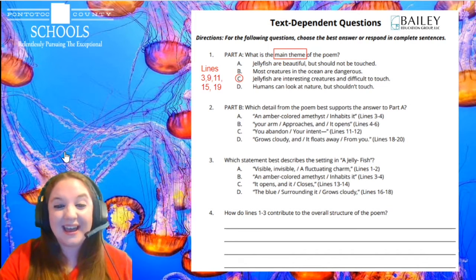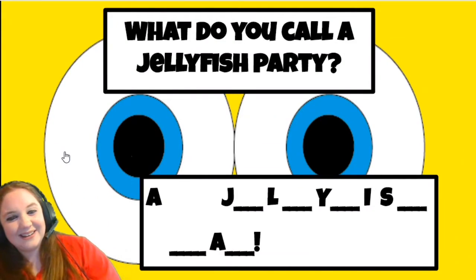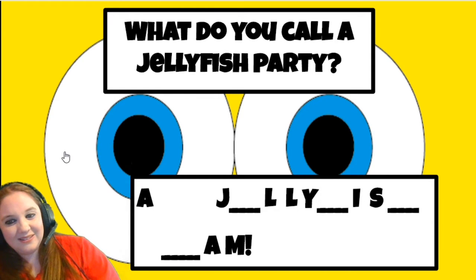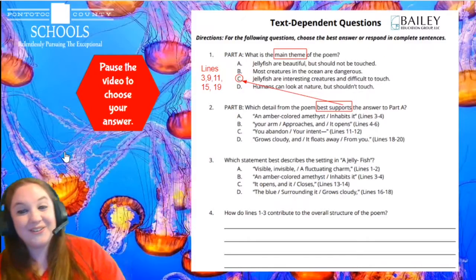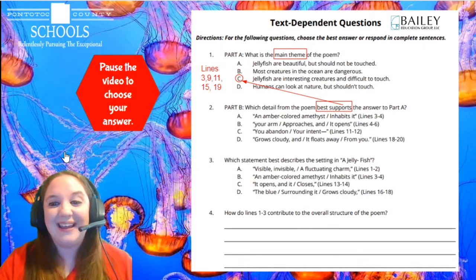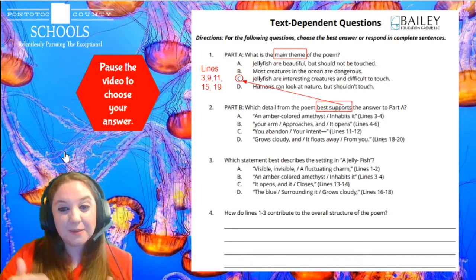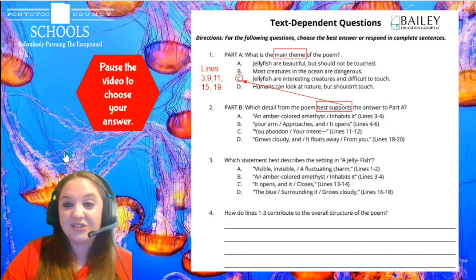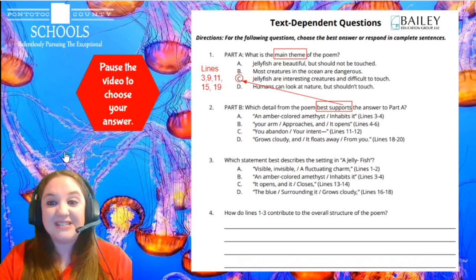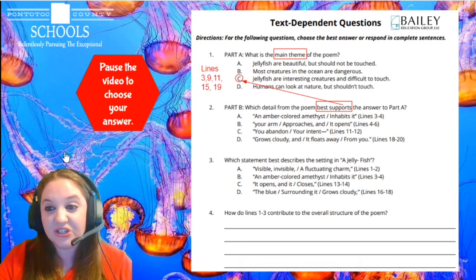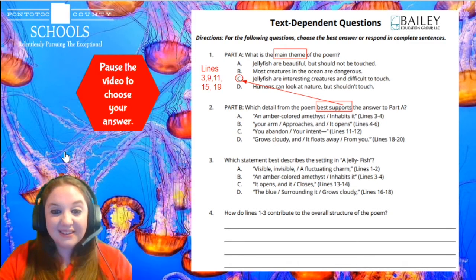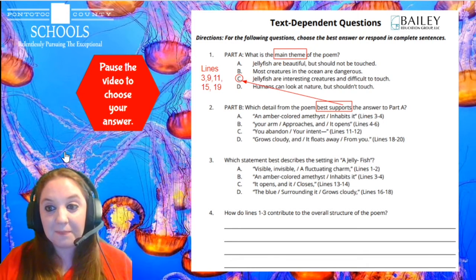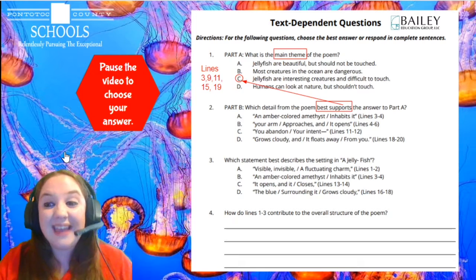Very good. I think you deserve some letters. Be sure to fill in the missing letters on your page as well. You're getting closer. Okay, number 2. Remember, this is a part B, so we must have an answer that supports our answer to part A, which is C. Jellyfish are interesting creatures and difficult to touch. Let's look together. Part B. Which detail from the poem best supports the answer to part A?